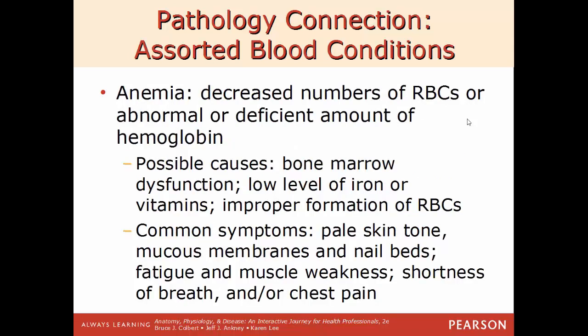Anemia is a decreased number of red blood cells or an abnormal or deficient amount of hemoglobin. Some possible causes: bone marrow dysfunction, low levels of iron, or improper formation of the red blood cells. Some common symptoms: having a pale skin tone, or pale nail beds in fingers and toes and the mucous membranes, muscle weakness or fatigue, shortness of breath, chest pains.